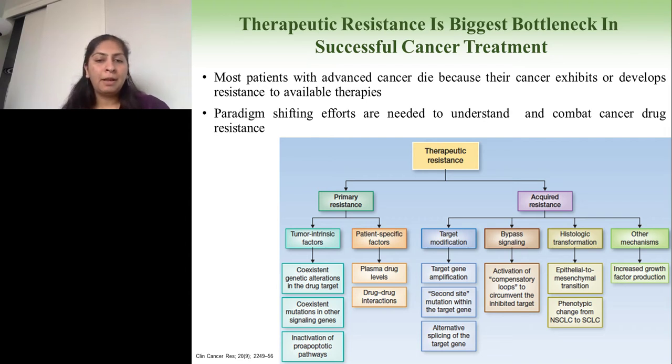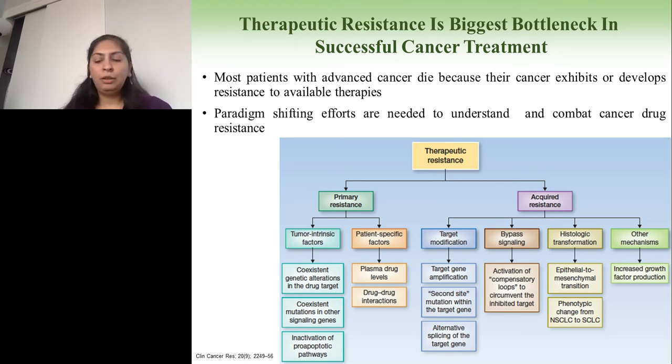There could be a bypass signaling, meaning that there could be a compensatory loop that can be activated, and hence this pathway is hyperactive and the drug has no efficacy in that case. There could be an example of histological transformation, meaning that the patient's tumor completely transforms into a new phenotype, or there could be other mechanisms such as an increase in growth factor production.